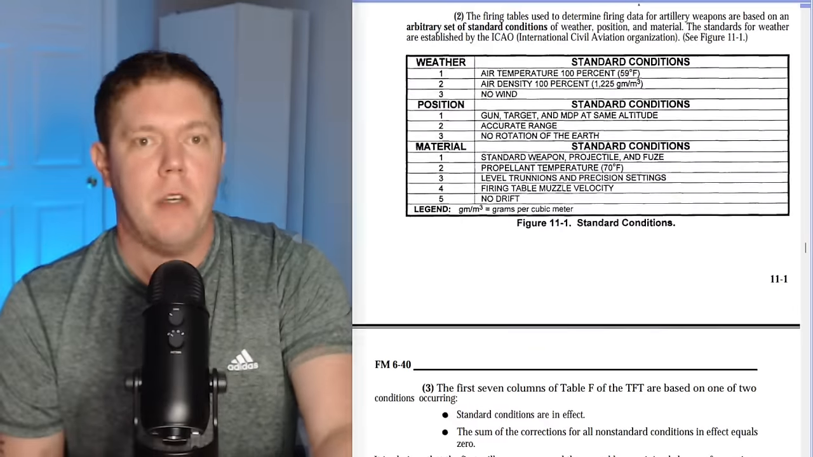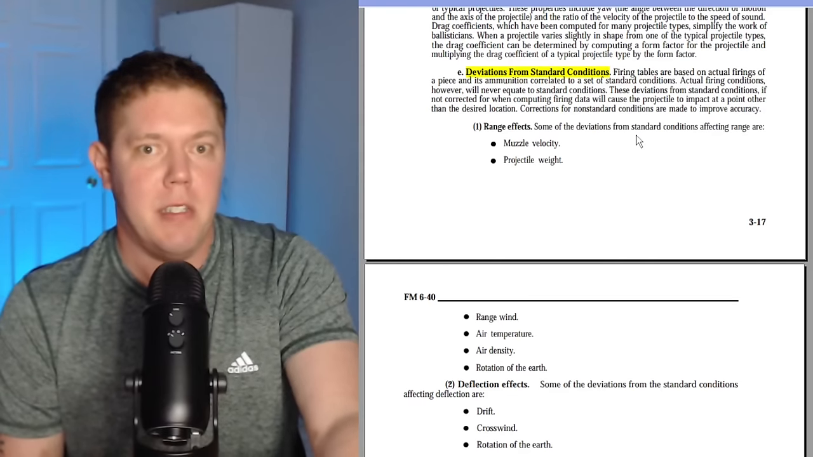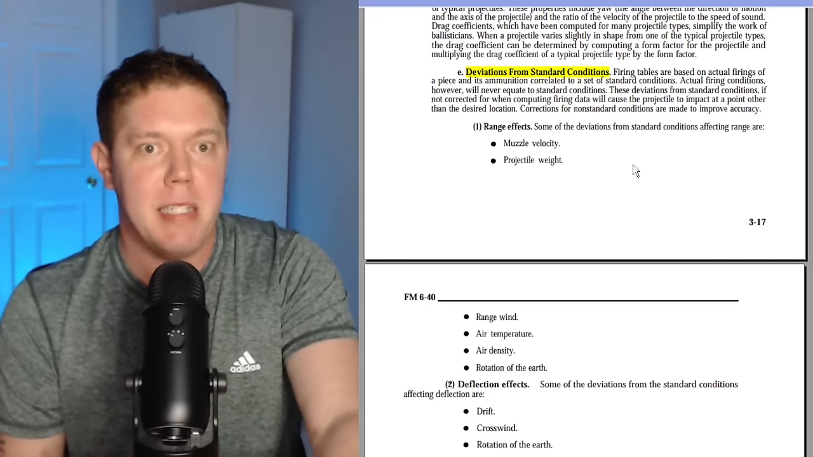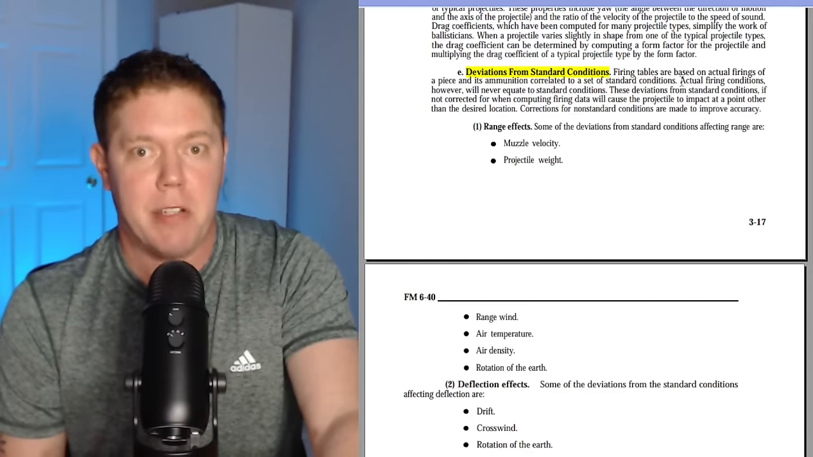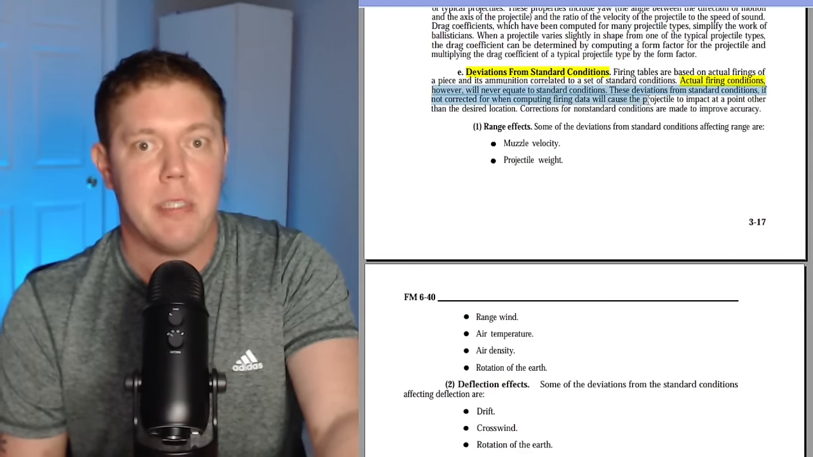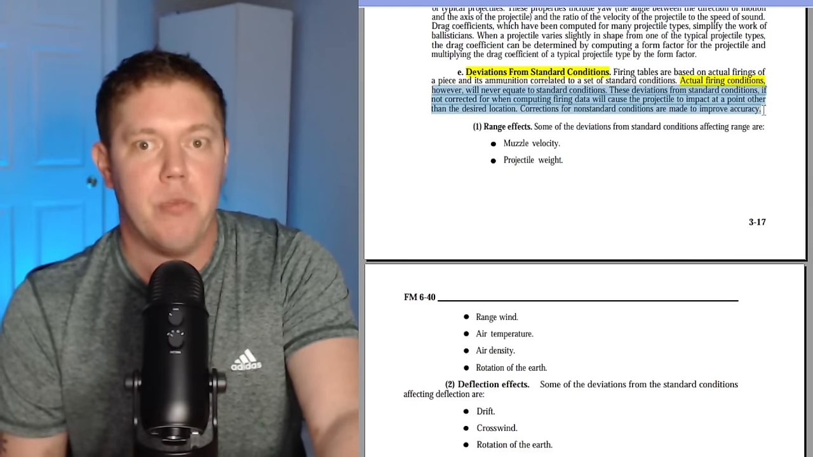Moving on. All right, so had you read on, you would have come across this section, deviations from standard conditions. And quickly, what it says is that firing tables are based on actual firings of a piece and its ammunition correlated to a set of standard conditions. Actual firing conditions, however, will never equate to standard conditions. These deviations from standard conditions, if not corrected for when computing firing data, will cause the projectile to impact at a point other than the desired location. Corrections for non-standard conditions are made to improve accuracy.